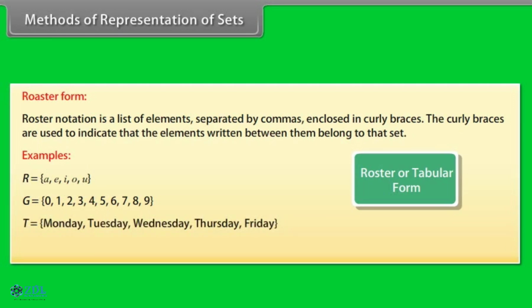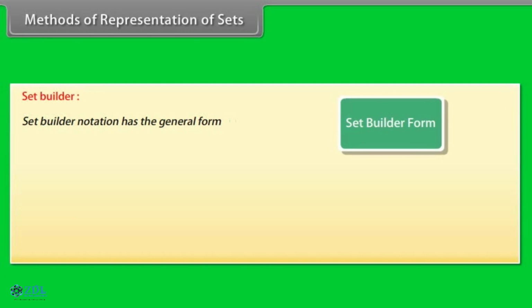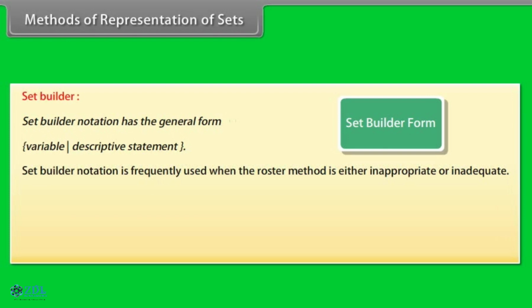T = {Monday, Tuesday, Wednesday, Thursday, Friday}. Set builder notation has the general form given below. The vertical bar in set builder notation is always read as such that. Set builder notation is frequently used when the roster method is either inappropriate or inadequate.